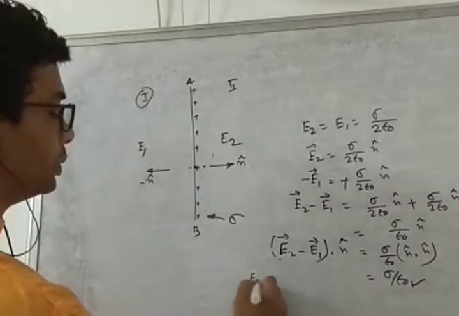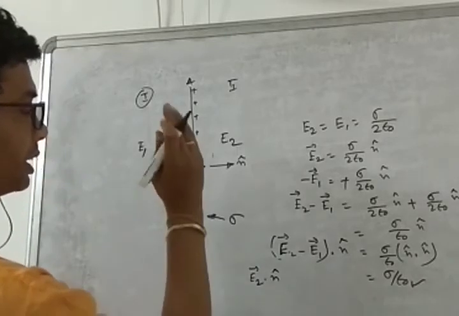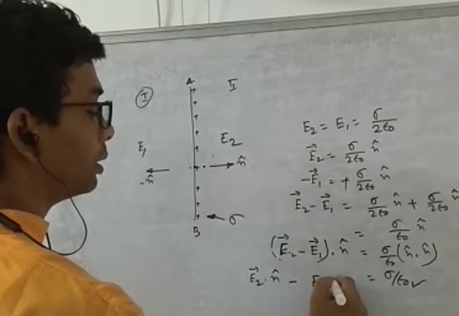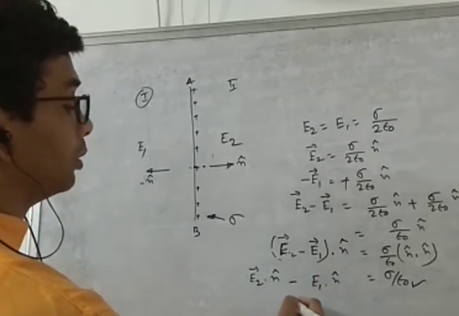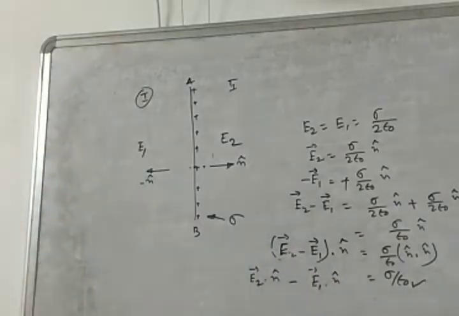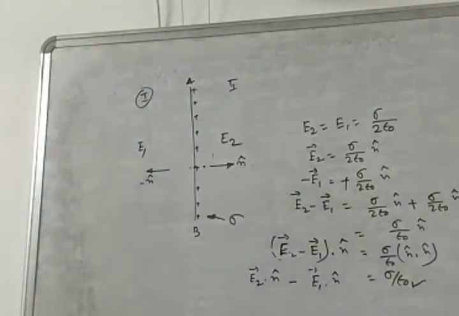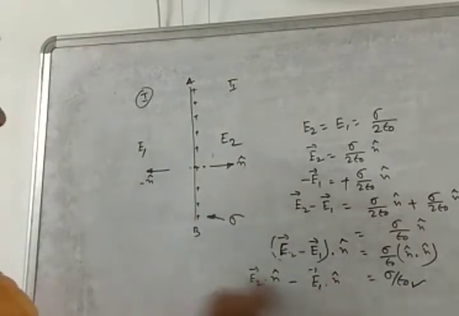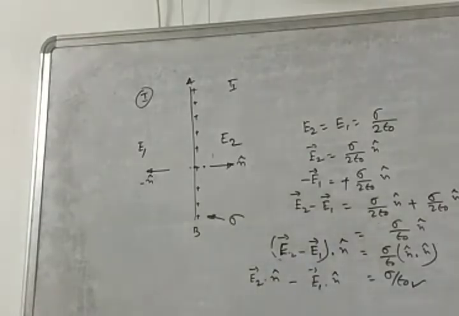So this is E2 dot n, the normal component of the electric field in this side, minus this is E1 dot n, the normal component of the electric field in this side. So there's a difference, sigma by epsilon naught. The difference of the normal component is sigma by epsilon naught. So there is a difference.